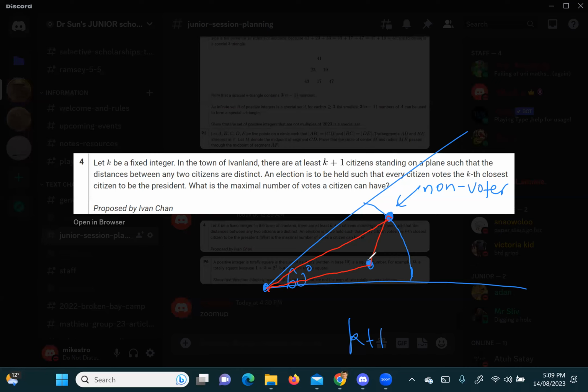That does work. Okay, so what do I want to show about this triangle? I want to show that this side here is the shortest.